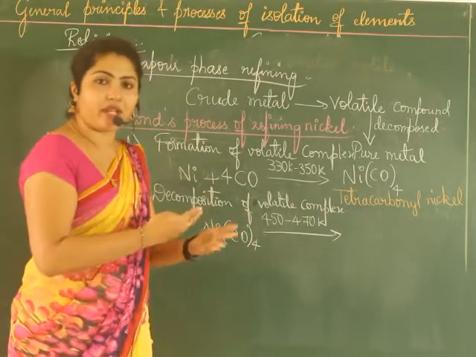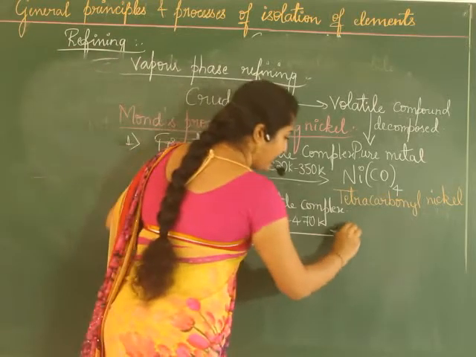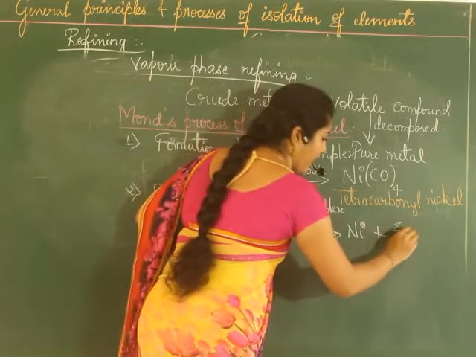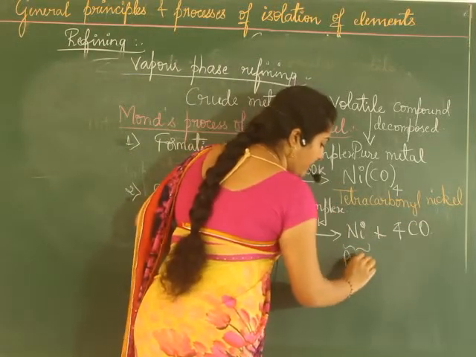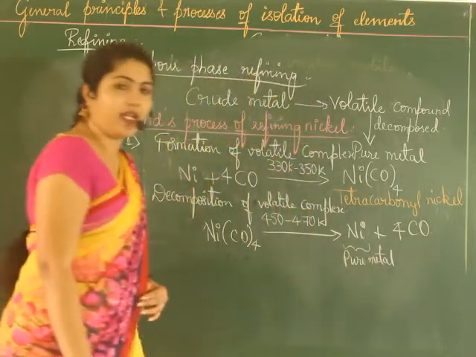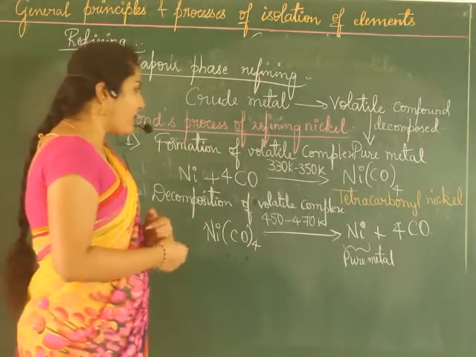Now the bonds are broken and it decomposes. How does it decompose? Into nickel and 4 moles of carbon monoxide. Now this nickel which we get will be in its pure form. Pure metal we get out. Is it clear? So to write the equation, it's very easy.